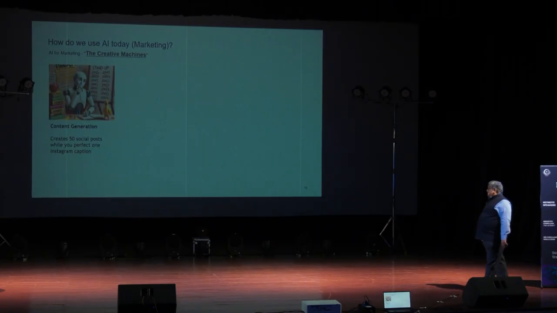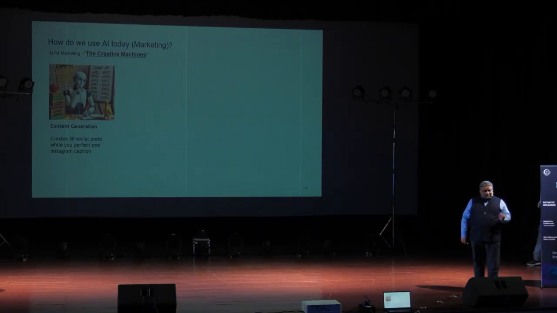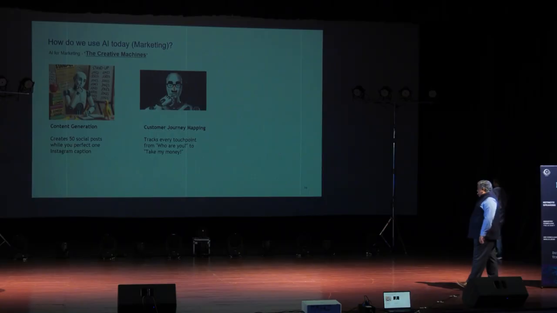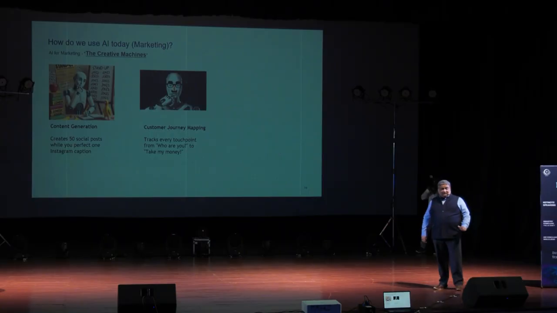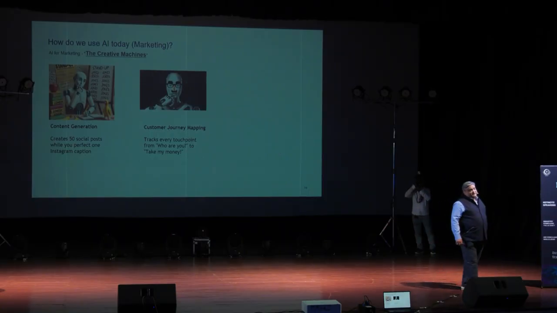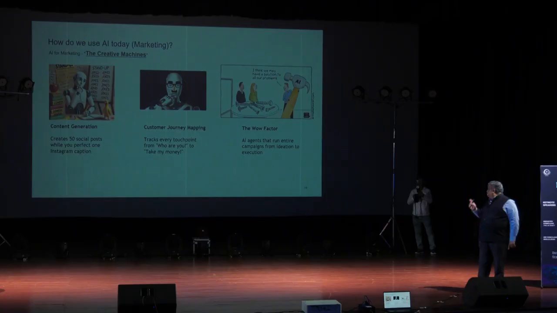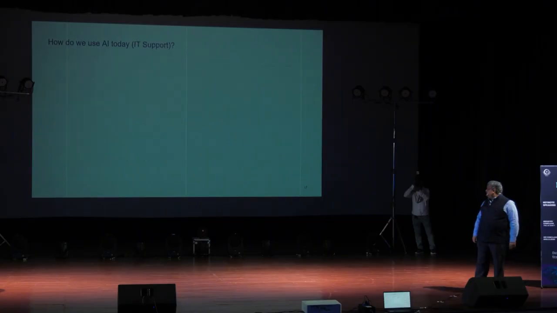But here, AI can generate 50 plus social posts in the time it takes you to correct your one Instagram caption. That's the time it takes. It can actually track every touch point from where you are to how you're going to pay. And it can run the entire campaign from ideation to execution. That's the next level of automation which is going to happen on the marketing side.